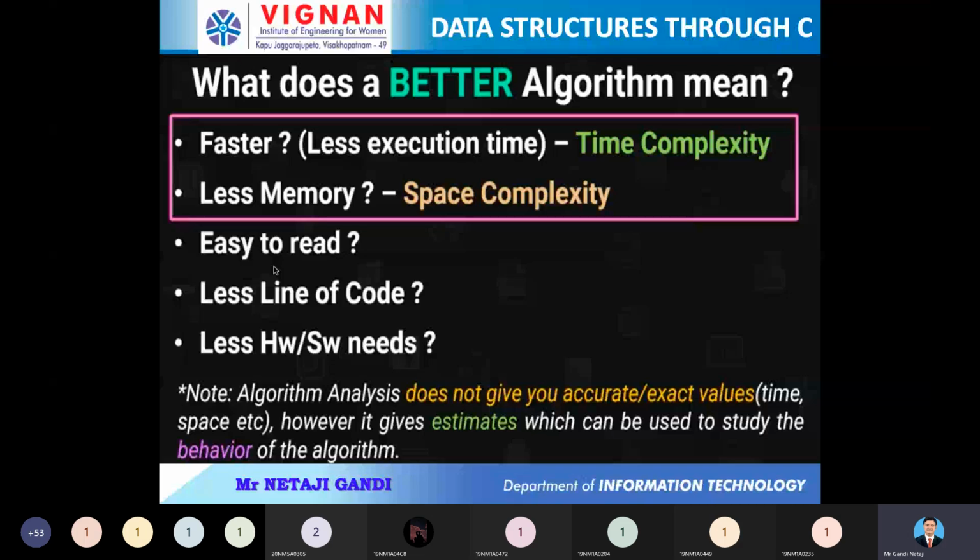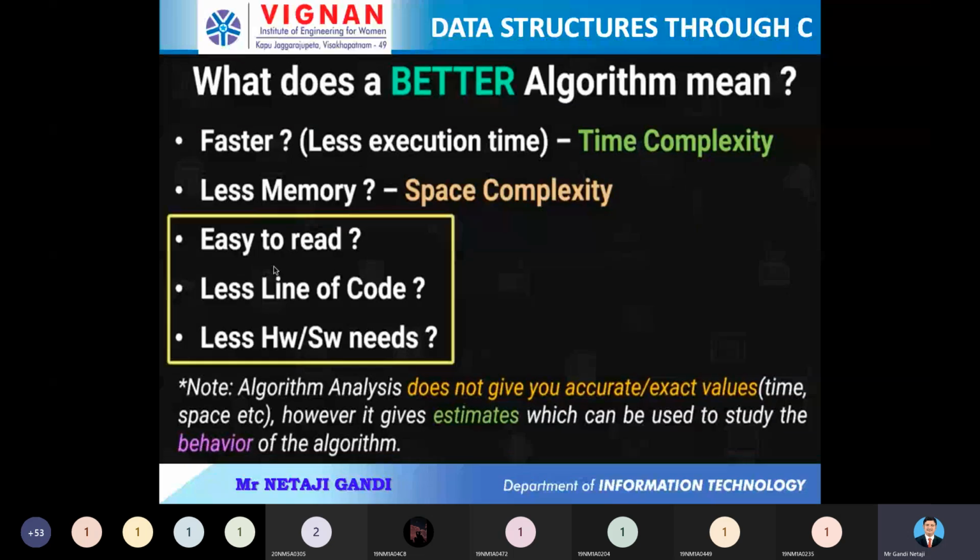What is the time complexity of bubble sort? What is the time complexity of insertion sort? What is the time complexity of stack? That's why these topics are very important. Coming to that, what are the characteristics of a good program? It is easy to read, which means it is easy to understand by any person. The lines of code can be reduced, and it needs less hardware and software.